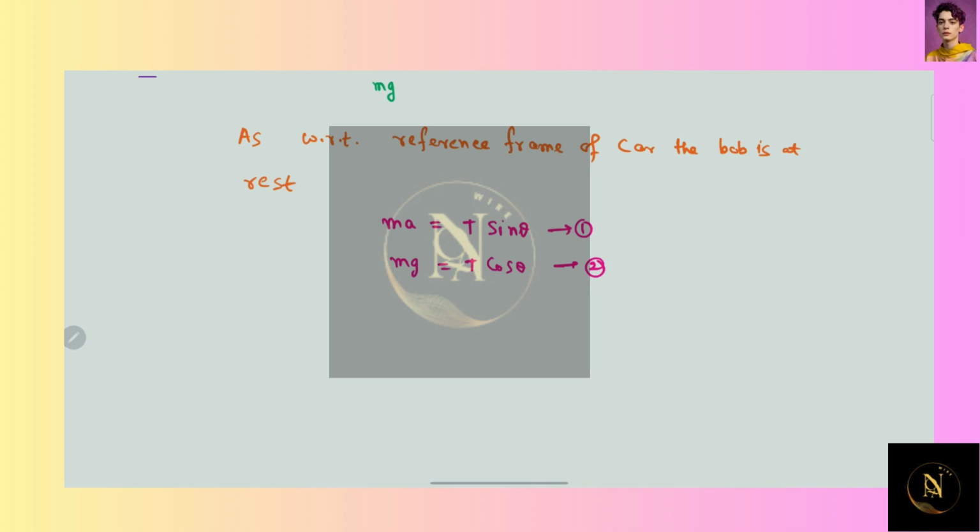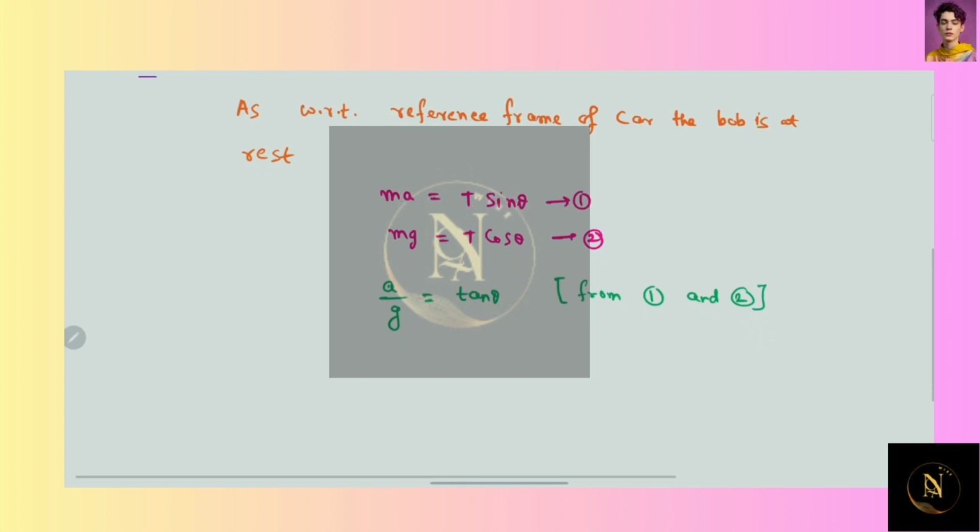By dividing 1 by 2, we will get that a by g is equal to tan theta. This is from 1 and 2. It's very simple, just divide equation 1 by 2. So from here I can write that theta is going to be tan inverse of a by g. So this is the answer for part 1 of this question.